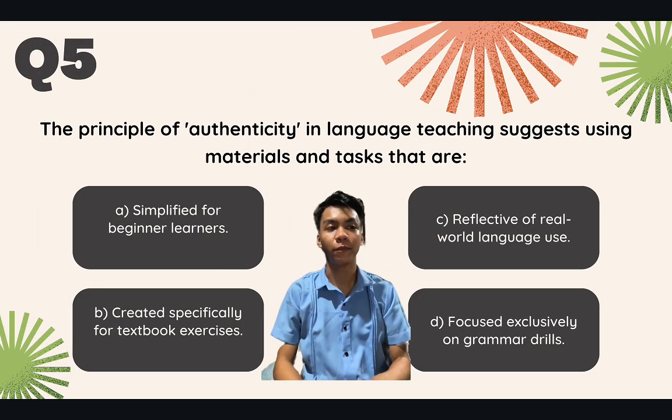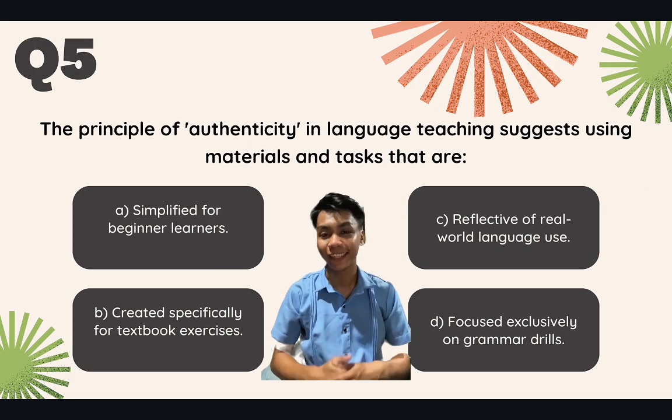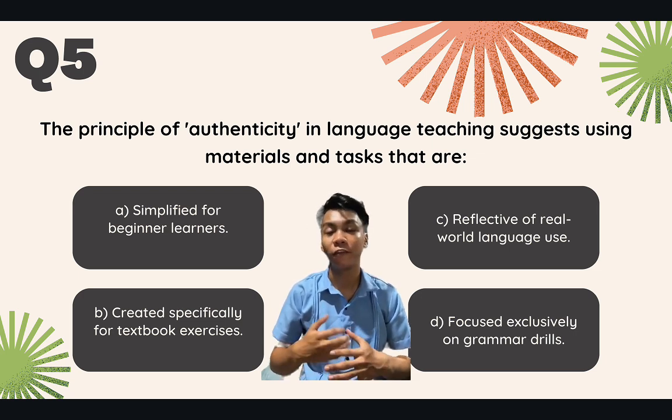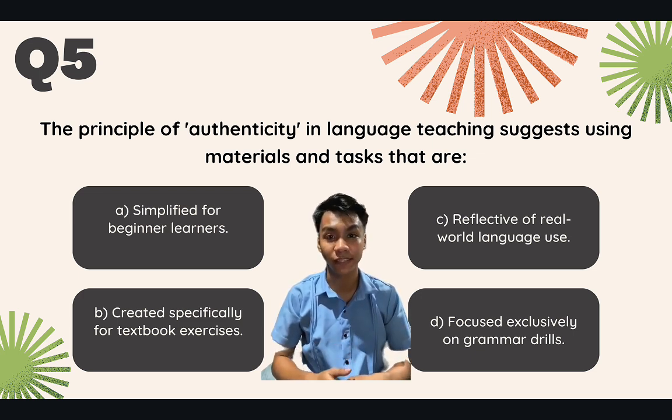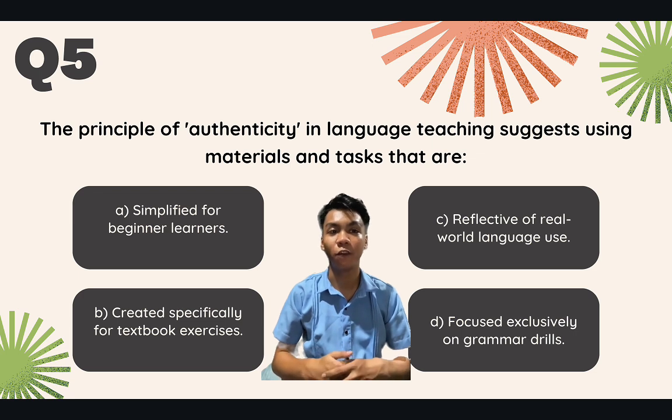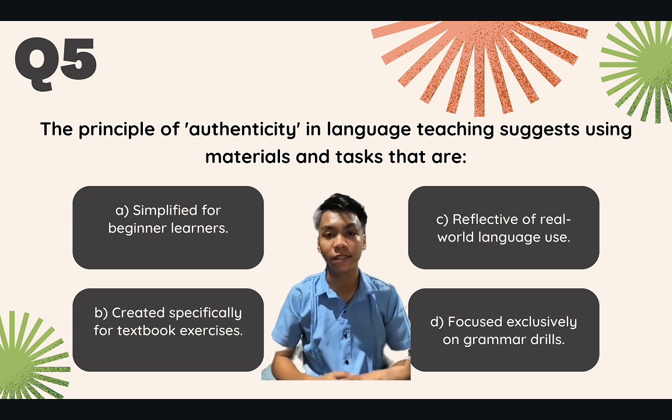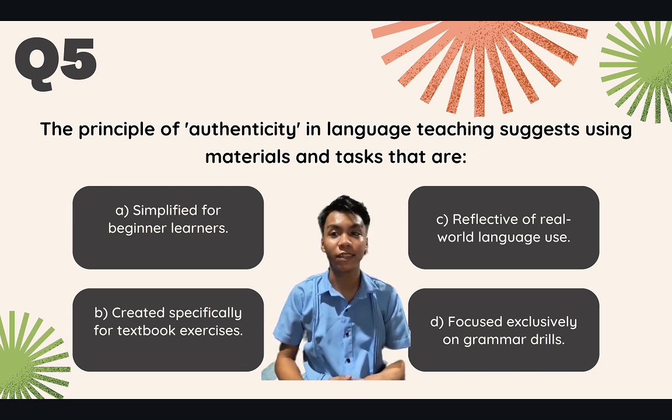Question number 5. The principle of authenticity in language teaching suggests using materials and tasks that are letter A, simplified for beginning learners, letter B, created specifically for textbook exercises, letter C, reflective of real-world language use, and lastly, letter D, focused exclusively on grammar drills. I give you again 5 seconds to think what is the best answer.